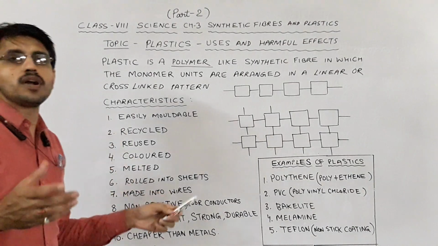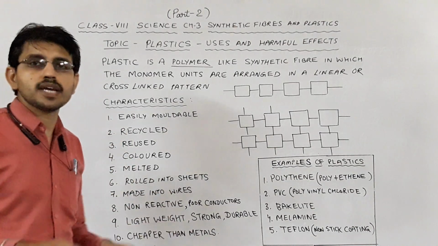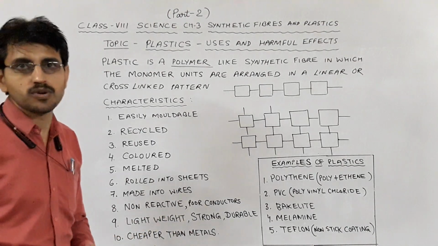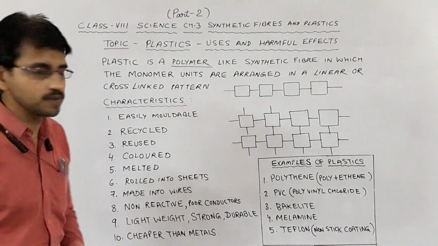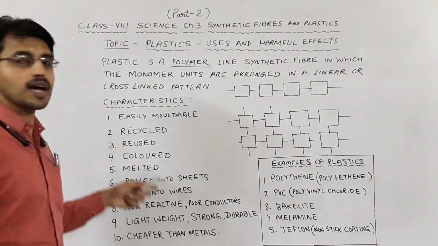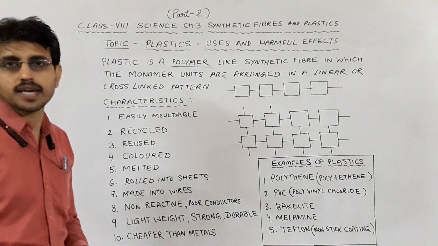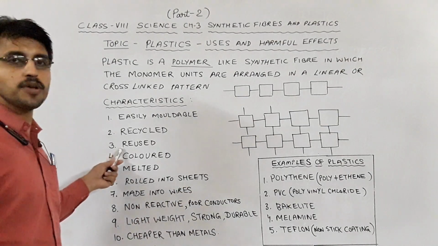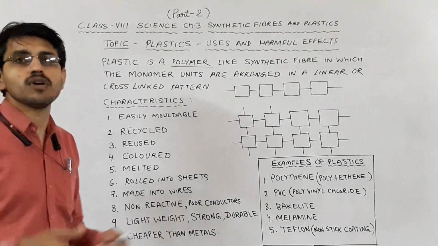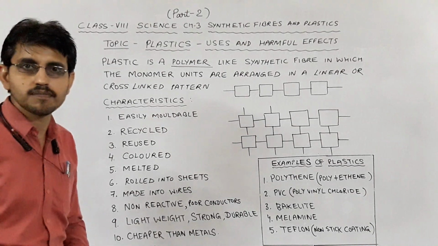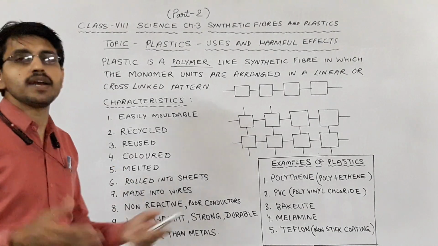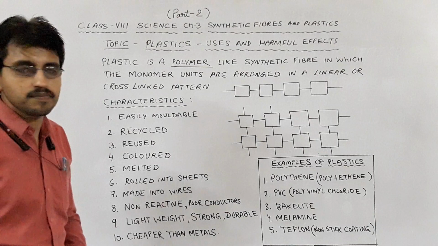Plastics are easily moldable. You can mold the plastic into any desired shape. This is the fantastic property of plastic, due to which they have wide variety of uses. Plastics can easily be recycled and converted into other plastic items. Plastics can be reused. So many plastic containers at our home, we reuse it for storing other substances in the kitchen. Plastics can be colored, brilliantly colored, brightly colored.